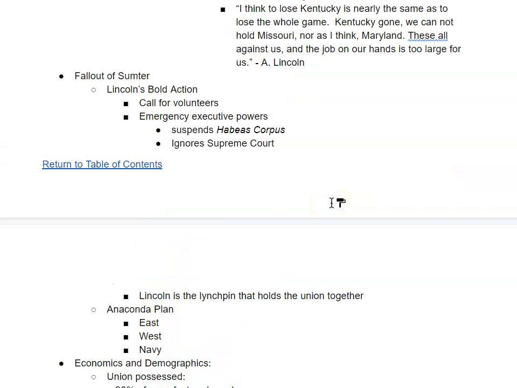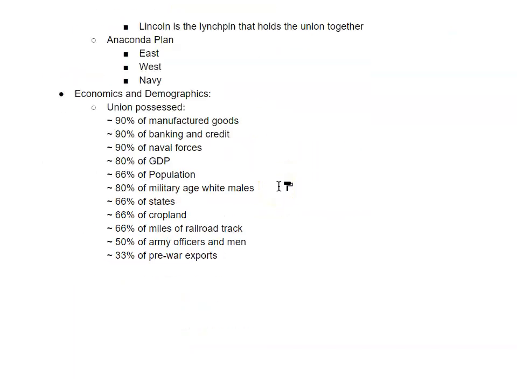What happens as a result of Fort Sumter? Lincoln takes bold action, makes a call for 70,000 volunteers, a huge army to suppress the rebellion, takes emergency executive power, suspends habeas corpus, which the Constitution gives him the right to do in the event of rebellion, and can throw people in jail without a trial, a lot of times newspapermen who are writing against the government. The Supreme Court says he can't do it. He ignores them. In the end, Lincoln is the linchpin that holds the Union together, and for this reason is regarded as such a powerful and great president.